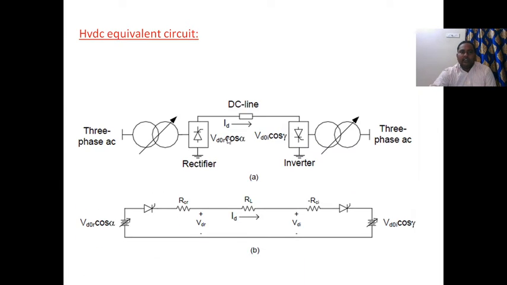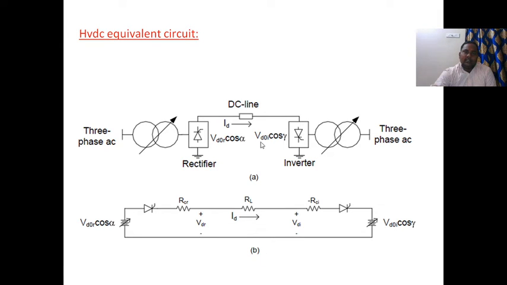HVDC equivalent circuit. This is the equivalent circuit of the HVDC three-phase system. So this is a rectifier. The rectifier output is Vd0 cos alpha. We already derived this without the overlap condition: Vd0 cos alpha is the output voltage at the rectifier.